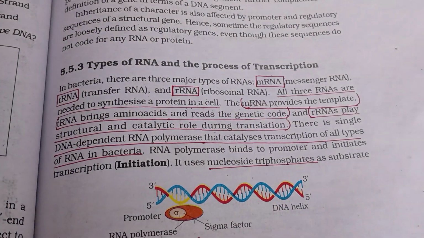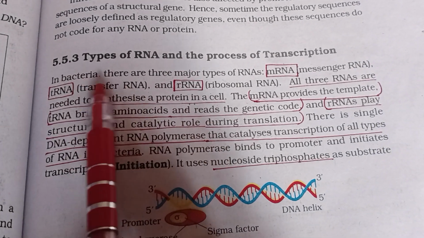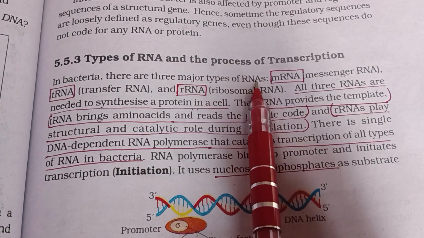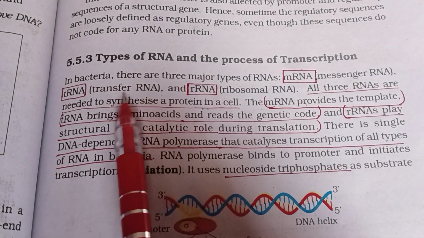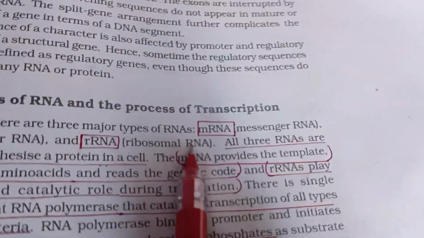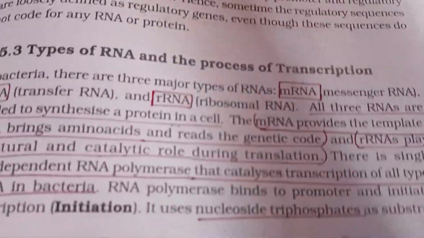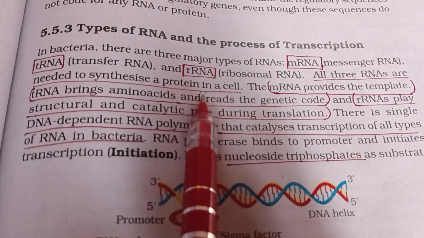Now, the types of RNA and the process of transcription. So, in bacteria, there are three major types of RNAs. One is mRNA, meaning messenger RNA. One is tRNA, meaning transfer RNA, and rRNA means ribosomal RNA. So all these RNAs are needed to synthesize a protein in a cell.